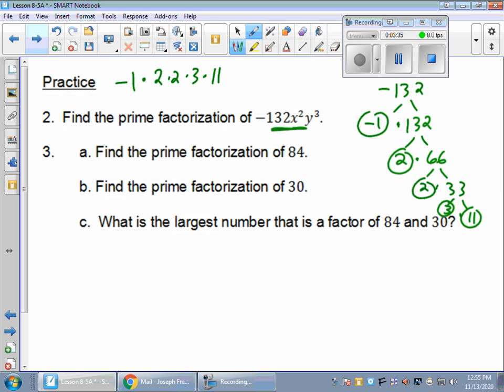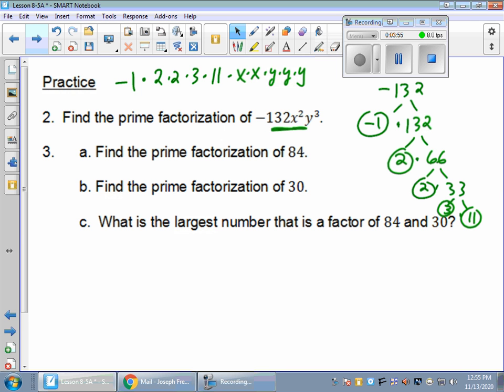Now don't forget about the variables. I don't always throw the variables in with the tree. But remember, we have x squared, so that's x times x, and then y to the third, y times y times y. So that is truly the prime factorization of negative 132x squared y to the third.